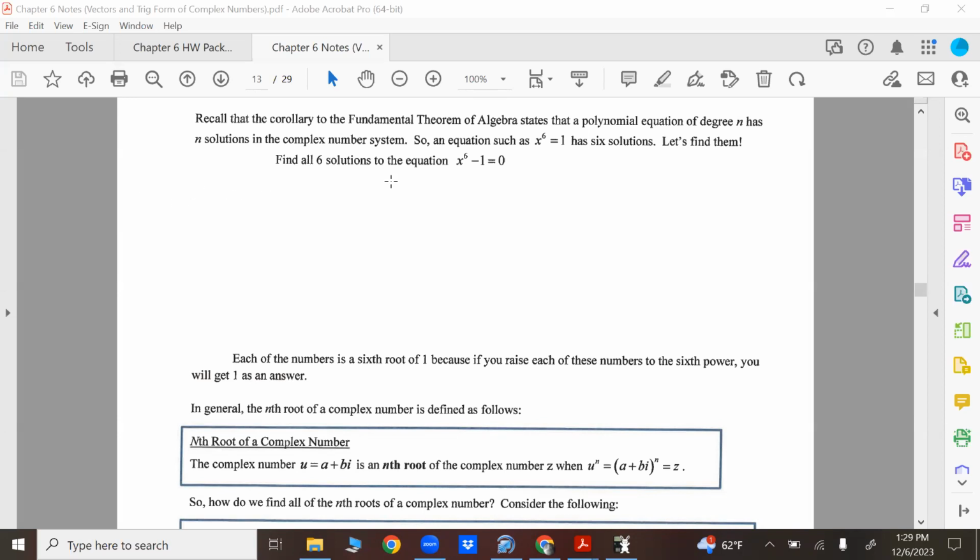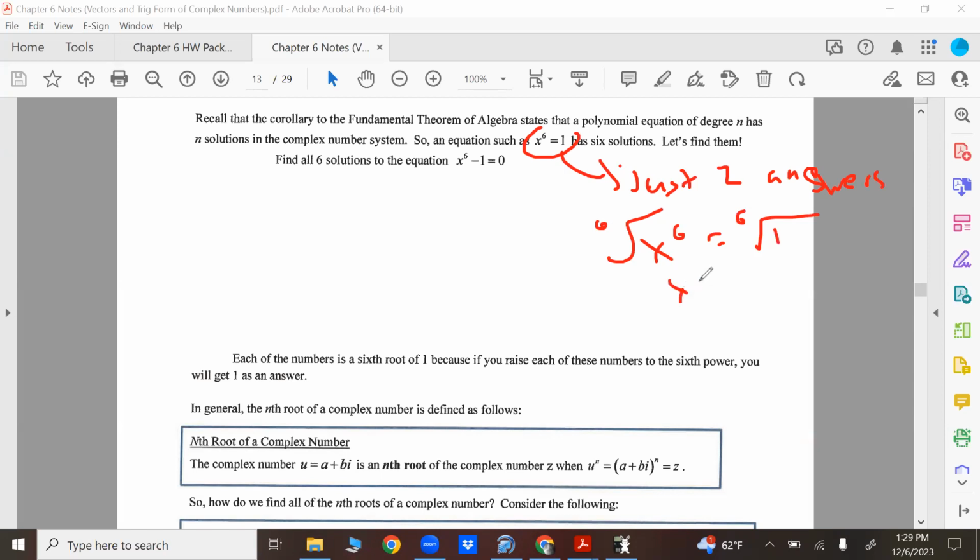So, x to the 6 minus 1 equals 0. When you see this, now don't do this. Some people might think to themselves, there's just 2 answers. Don't write this down because it's not correct. They'll just take the 6th root of both sides, right? And because it's an even root, they'll do plus or minus, which is good. You should always put plus or minus with an even root, which is true.